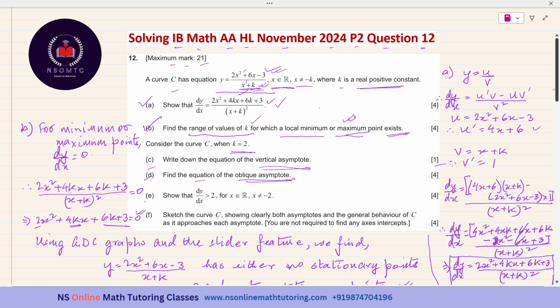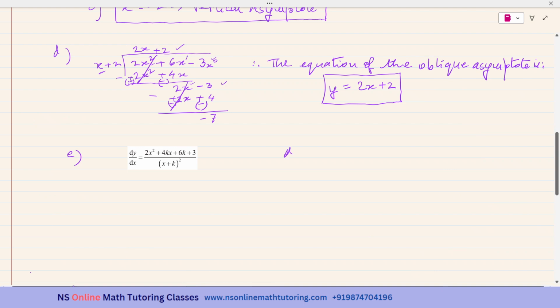Now, part E is the question. Show that dy by dx is greater than 2 for x belonging to the set of real numbers and x is not equal to negative 2. Okay, and k value is 2. So let me just get the expression for dy by dx down. Now we have to prove that dy by dx is greater than 2 and k is equal to 2. So let us first of all rewrite this dy by dx expression.